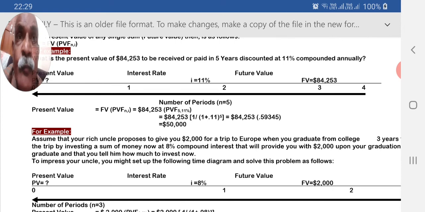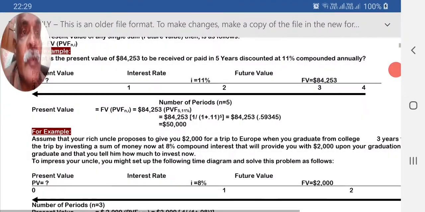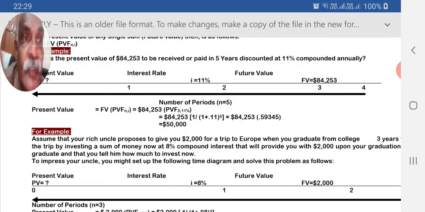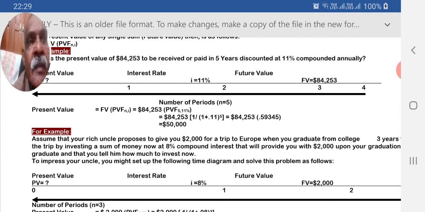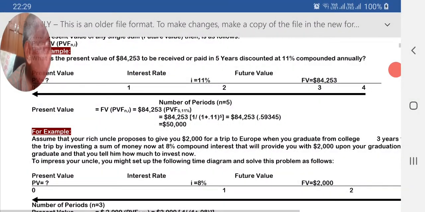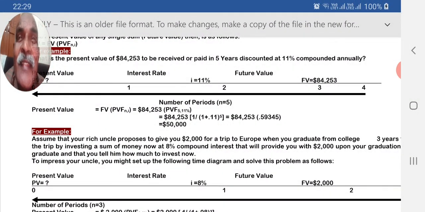So 1 divided by 1.11 to the power 5 will give you how much? 0.59345. Or if you see the present value factor table, interest 11% and years 5, you will get the same factor, 0.59345. And when you calculate 84,253 multiplied by 0.59345, the amount will be the same, 50,000.